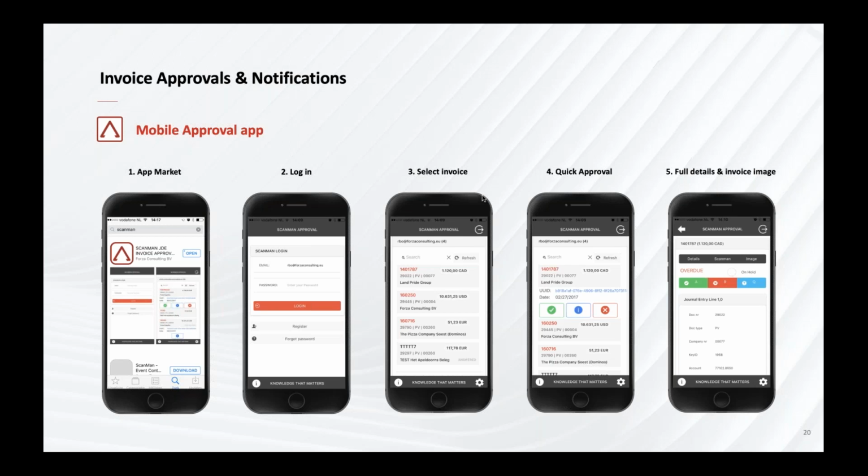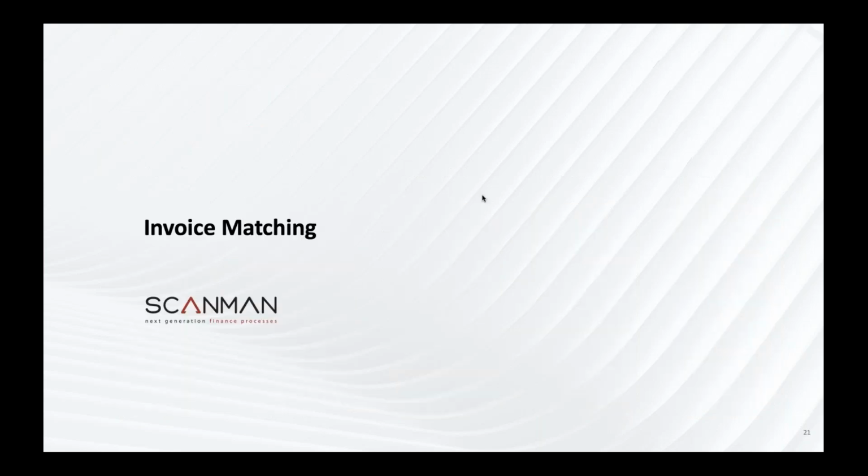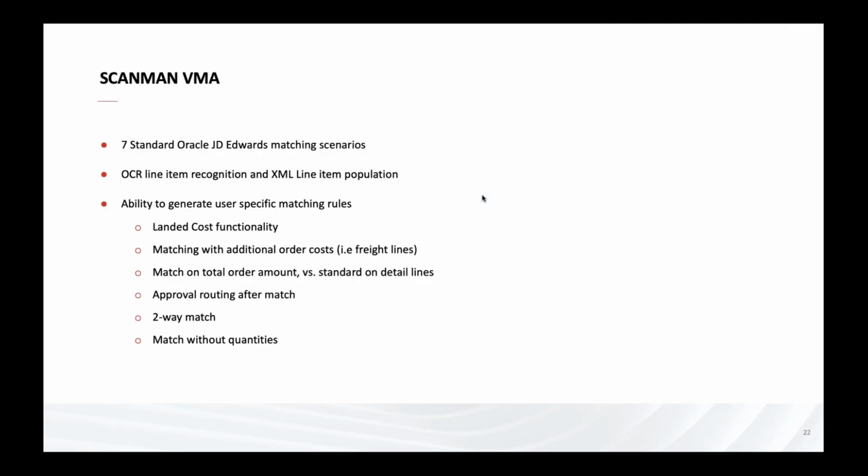So this is for the non-PO based invoices that need approval. So what do we do with the PO based invoices? Well, we use the voucher match application delivered by Oracle. Oracle delivered their system with 7 standard scenarios out of the box. And when we rolled out our solution on a global scale and across multiple industries, we found out that those don't necessarily meet the matching requirements of our clients, which resulted in a lot of exceptions or mismatches.